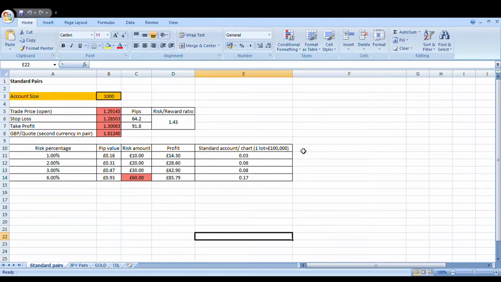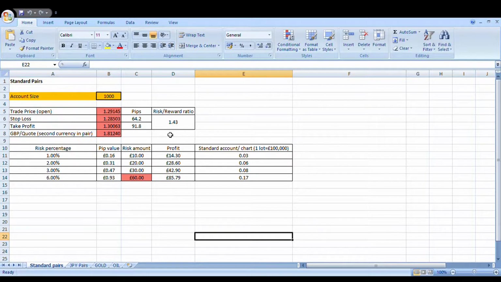Because it's not unheard of that someone goes to place a trade on their account, they try and place one lot, which they think, oh, it's only one, that's nothing. But in fact, a one lot position on a £1,000 account is actually massive, and your account will be wiped in no time. So it's very, very important to select the correct position size, otherwise your whole trading can be off.